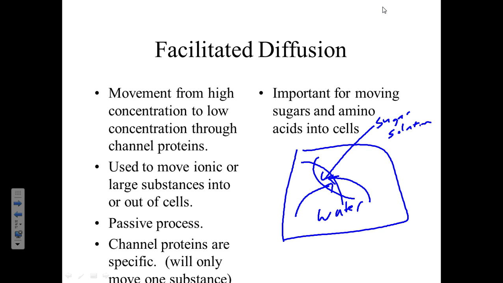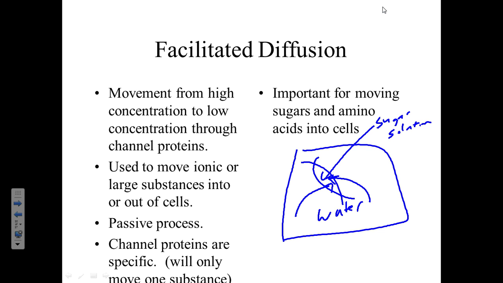So one other thing about facilitated diffusion that you should know is that these proteins that these things are diffusing through are really specific. There's certain channels just for like chlorine ions, Cl minuses. There's other channels just for sodium. There's other channels just for specific amino acids. But again, facilitated diffusion, diffusion with a little help.